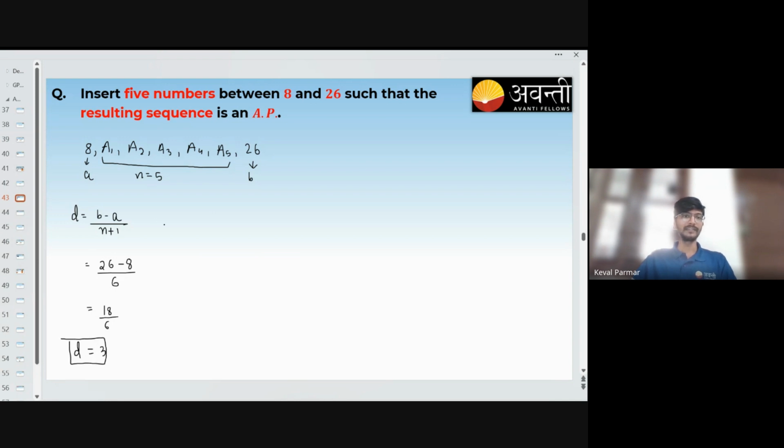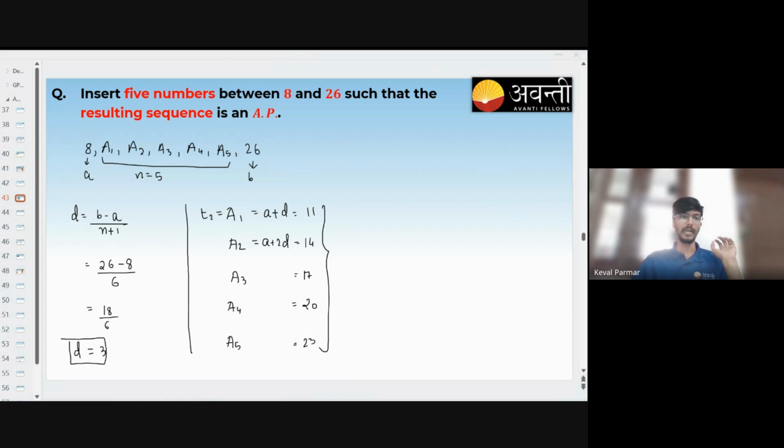Correct? So let us get the 5 numbers. What will be the 5 numbers? Please remember, to get A1, it is the second term, T2, so it will be A plus D. What is A? A is 8 and D is 3. So 11. Similarly, A2 will be A plus 2D, which is 14. Similarly, A3 will be 17. A4 will be 20. And lastly, A5 will be 23. So these are my 5 arithmetic means. I hope it is clear.